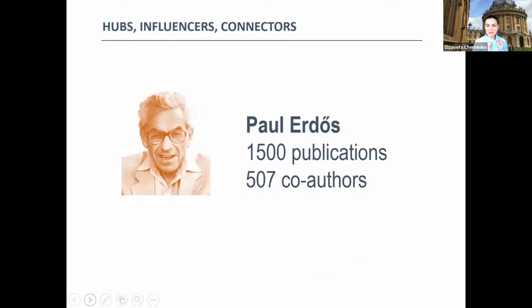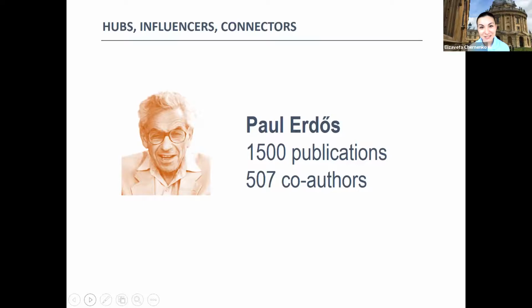This is just one example, which is very close to my heart. And this is a very network example of a hub: a hub in the scientific network, Paul Erdős, a mathematician who played a very important role in the emergence of network science. So why is he a hub? Because he had more than 1,500 publications and more than 500 co-authors.